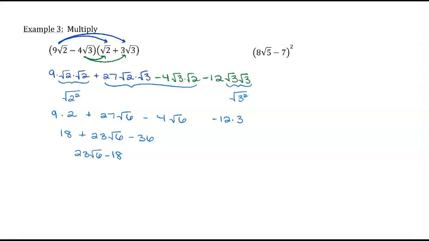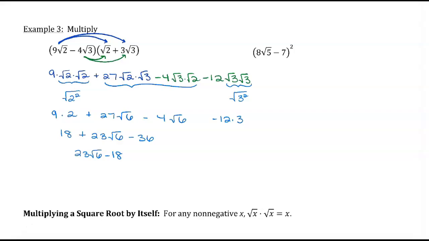A property that we notice during this multiplication process is that when we multiply a square root by itself, we end up with the radicand. That is, for any non-negative value of x, the square root of x times the square root of x is simply x. We had the square root of 2 multiplied by itself, which gave us 2, and the square root of 3 multiplied by itself, which gave us 3.